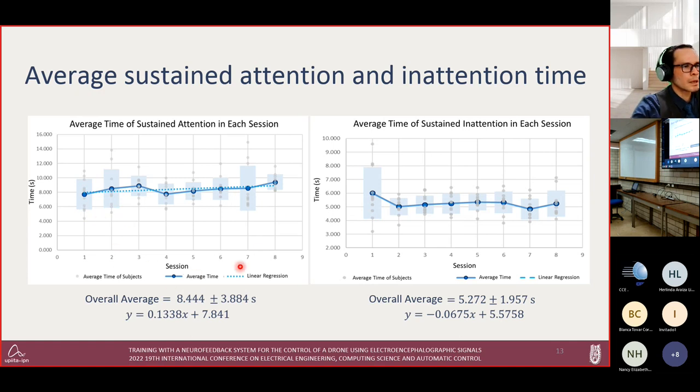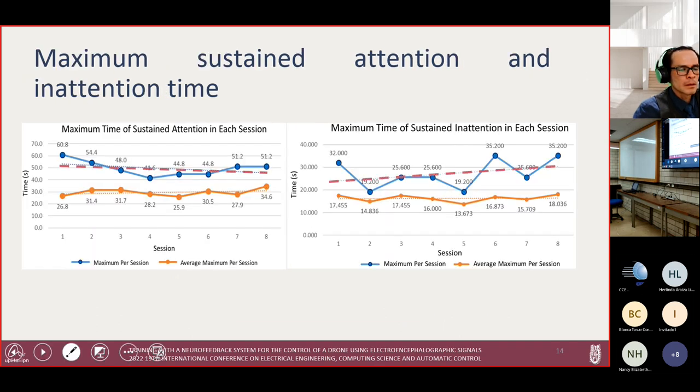But as the sessions went on, we saw that this average attention time was increasing. On the other hand, the inattention time in the first session was about 6 seconds, but as the sessions went on, in the final session, we reduced that average time, and we could think that this kind of activity helps the volunteers improve their attention time, mainly the sustained attention.